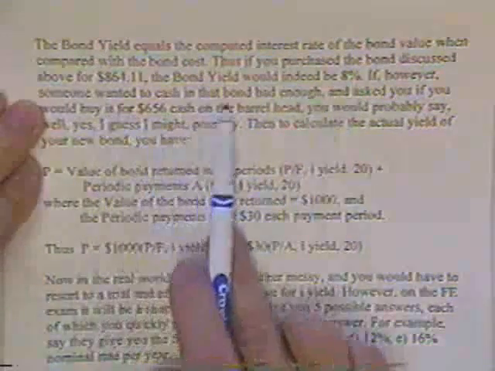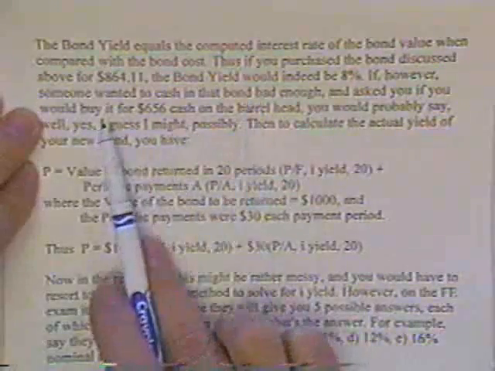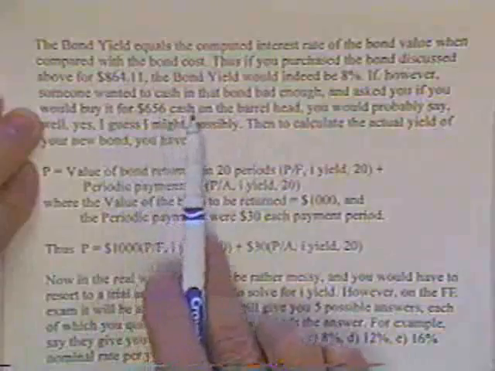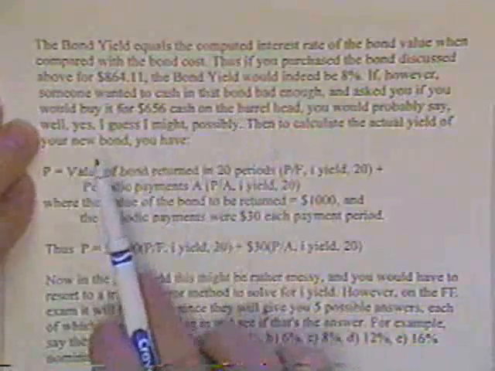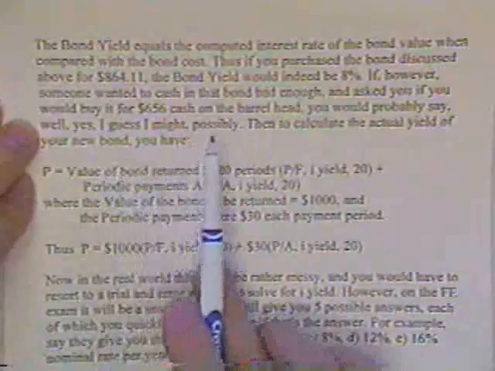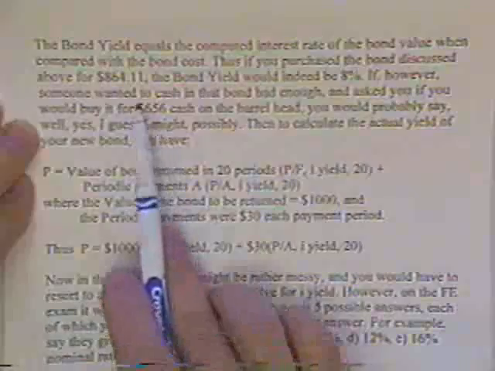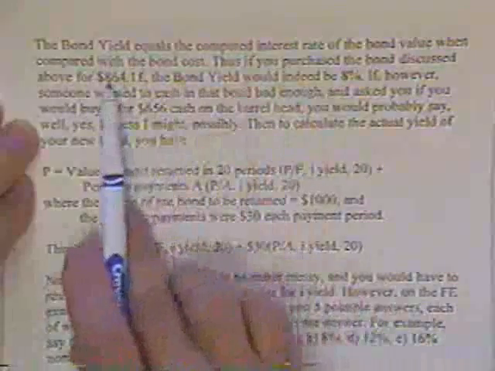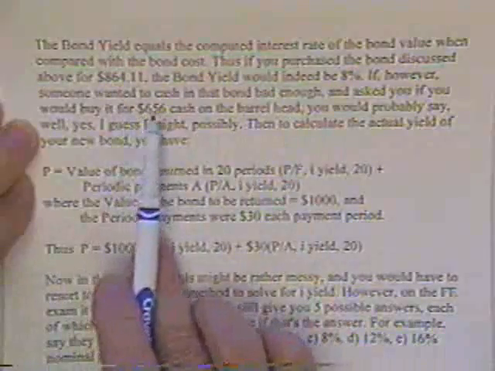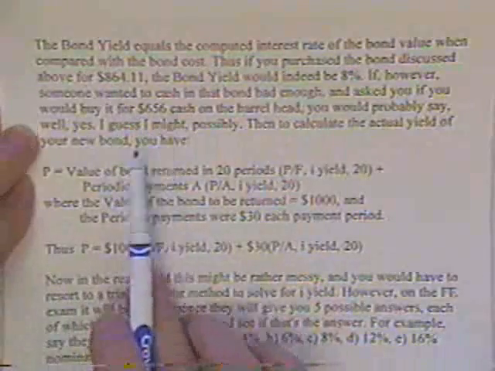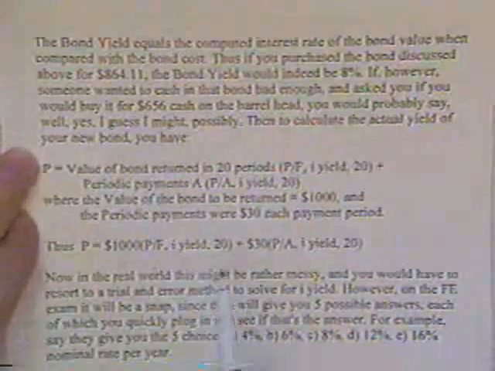Now then, let's say someone wanted to cash in that bond bad enough and asked you to buy it for $656 cash right now. You'd probably say, well, yeah, I guess I might. Well, you know you would, because 8% would only give you this much. You'd only pay this much and get 8%, so you're going to get more than 8%. So let's see what the yield really is of this new bond you just cheated out of this poor old lady.